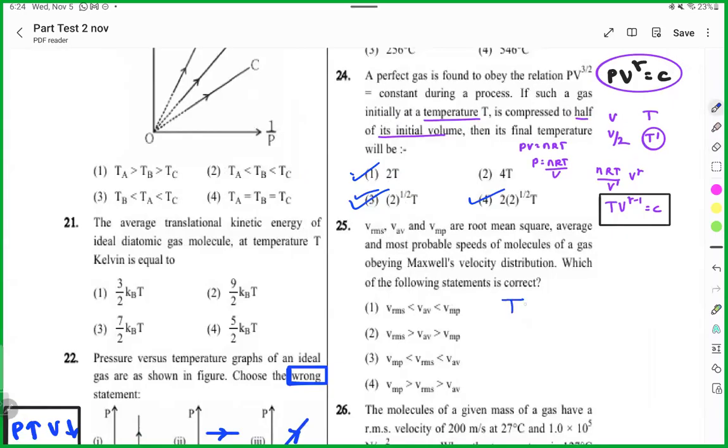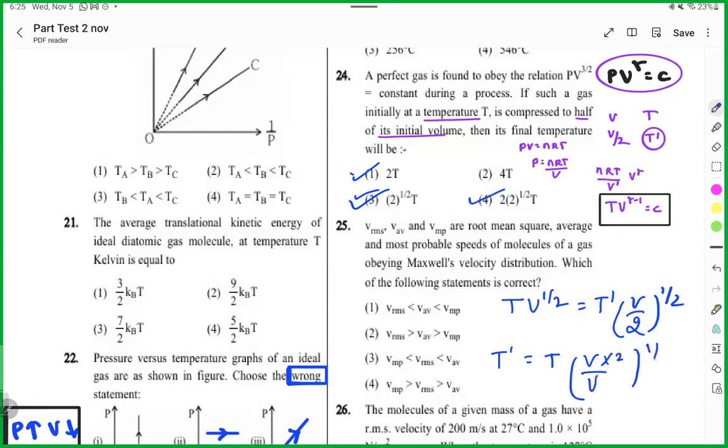T1 is T. V original will be, gamma value is 3/2. So V by 2 is the new volume, and you have to calculate the new temperature T dash. T dash will be equal to T, V by 2 will go into denominator, V cancel. So 2 under root, 2 under root.